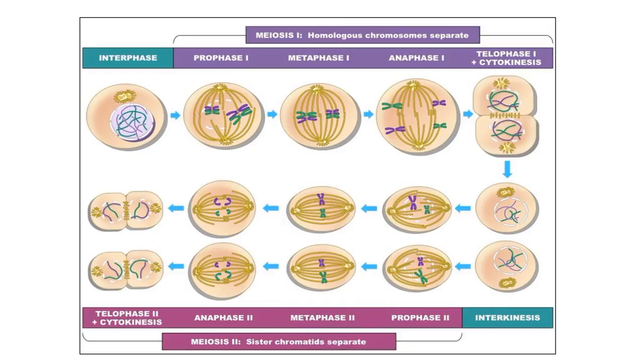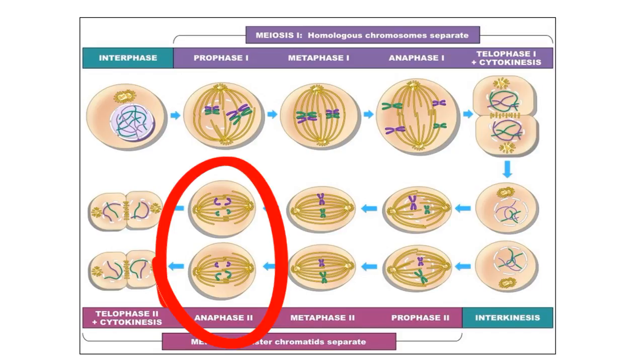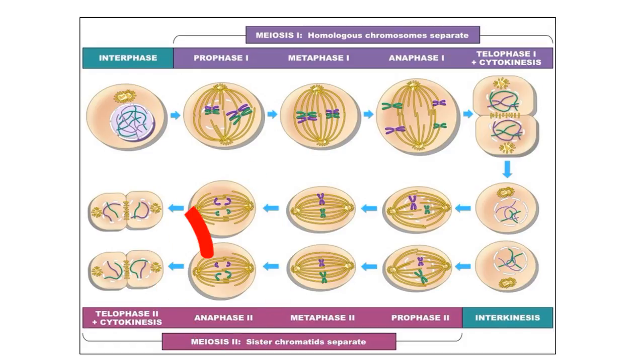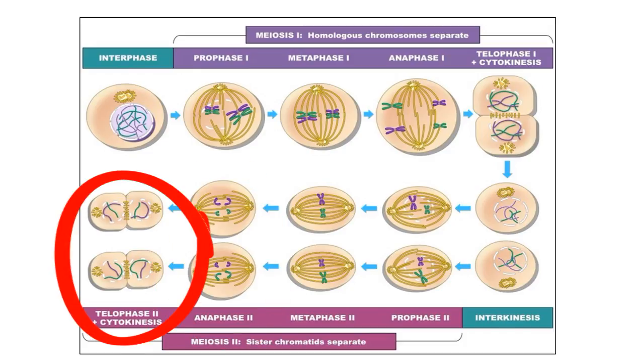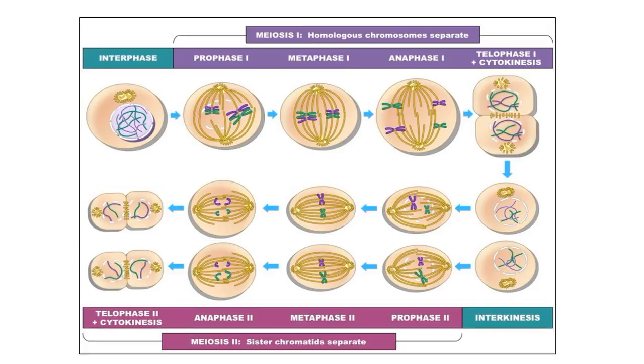After this stage is anaphase 2. In this stage, spindle fibers contract and separate the sister chromatids, and then the chromatids, which are now called chromosomes, move to opposite poles. Telophase 2 follows, and this is when chromosomes decondense, the nuclear membrane reforms, and cells divide through a process called cytokinesis to form 4 haploid daughter cells.